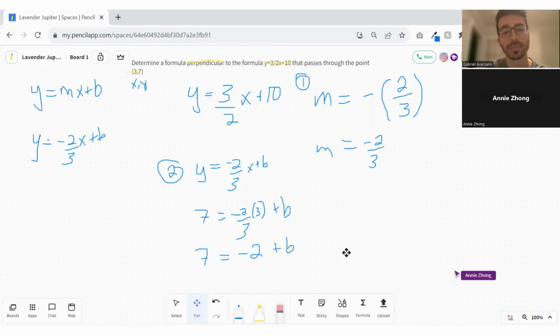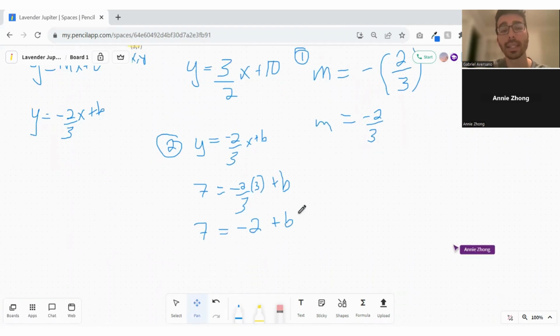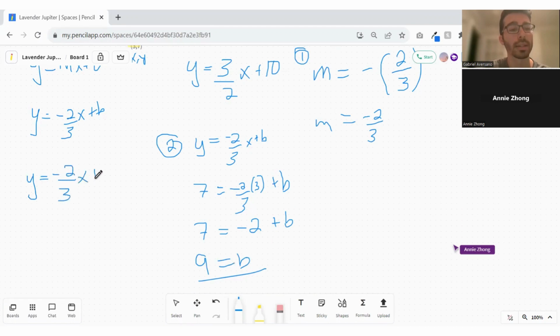plus b. To continue isolating for b so that we can solve for it, we want to get just the b on this side of the equation. We have to move over the negative 2 by adding 2 to both sides, which gives us a 9. So by plugging in the point, we were able to solve for the y-intercept b, and then I'm going to plug that back in over here. So y equals negative 2 over 3 x plus 9. And this is the equation of our line.